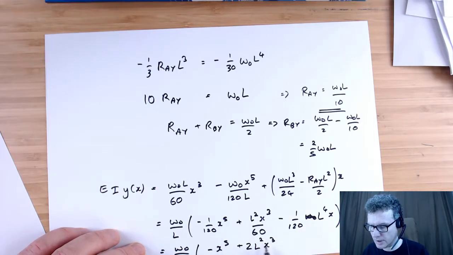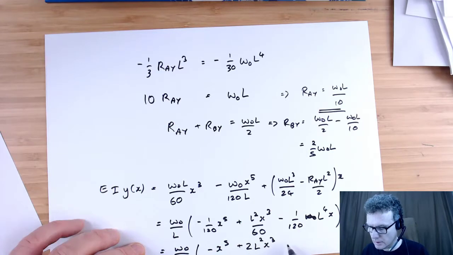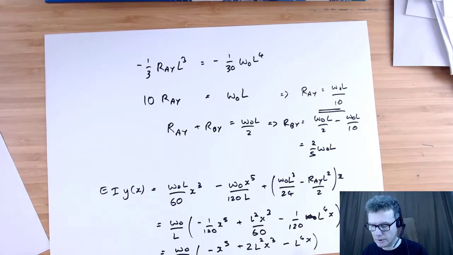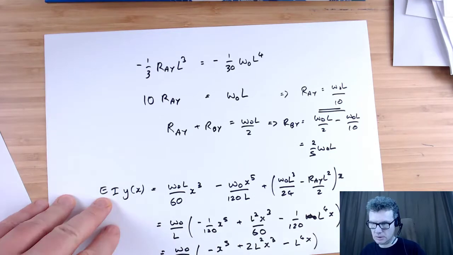Notice your powers are always adding up to 5. And here minus L to the power 4 x. Again 4 plus the power 1, so 5 again. So that's my equation. I could maybe do a plot of this to see how that looks.